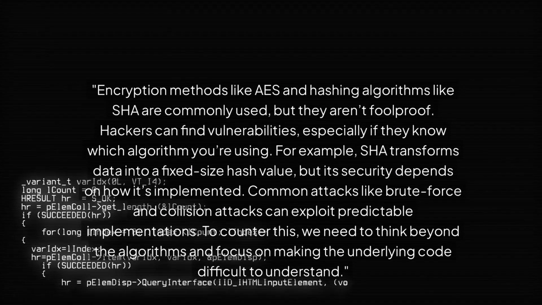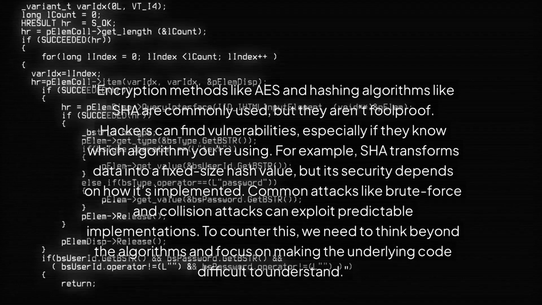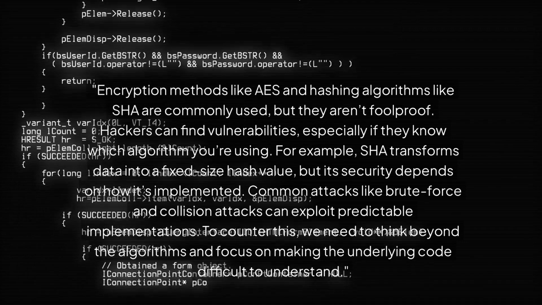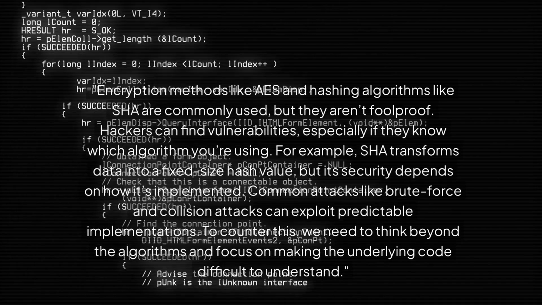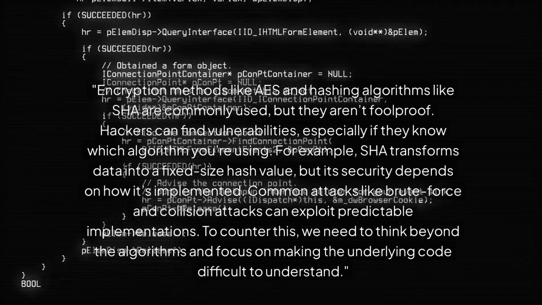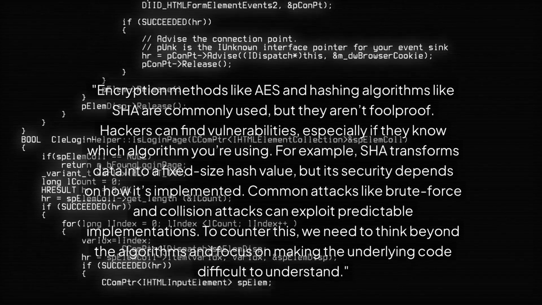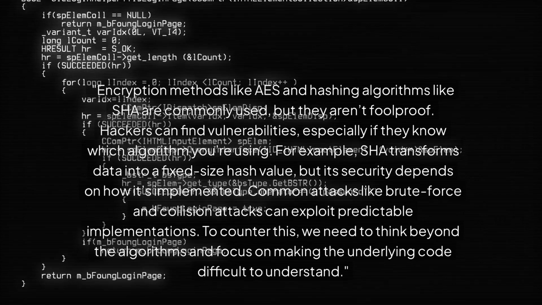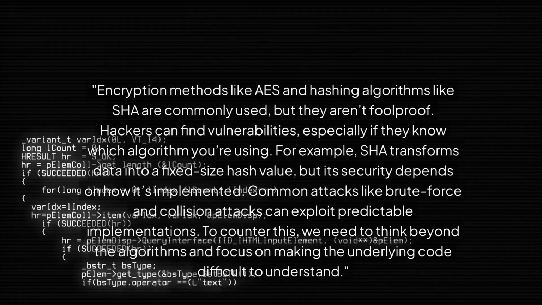The limits of standard encryption and hashing. Encryption methods like AES and hashing algorithms like SHA are commonly used, but they aren't foolproof. Hackers can find vulnerabilities, especially if they know which algorithm you're using. For example, SHA transforms data into a fixed-size hash value, but its security depends on how it's implemented. Common attacks like brute force and collision attacks can exploit predictable implementations. To counter this, we need to think beyond the algorithms and focus on making the underlying code difficult to understand.